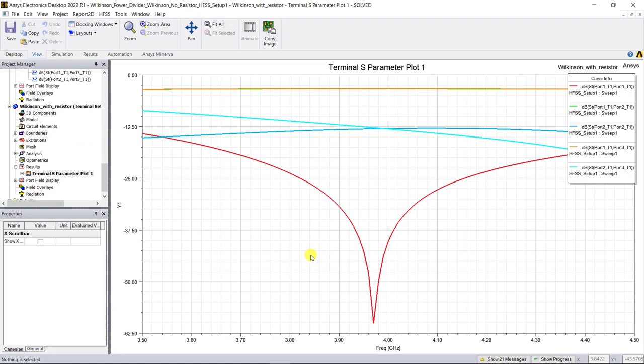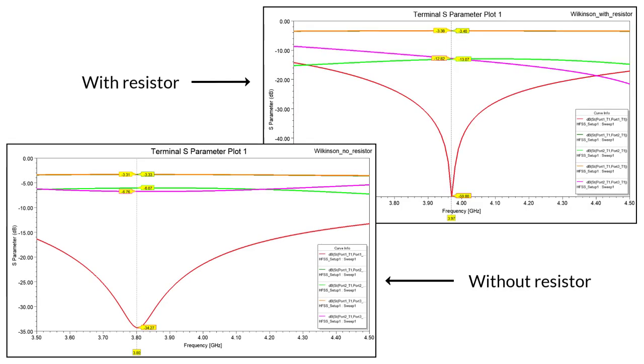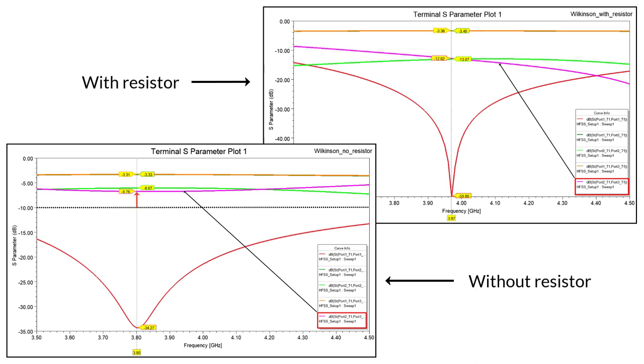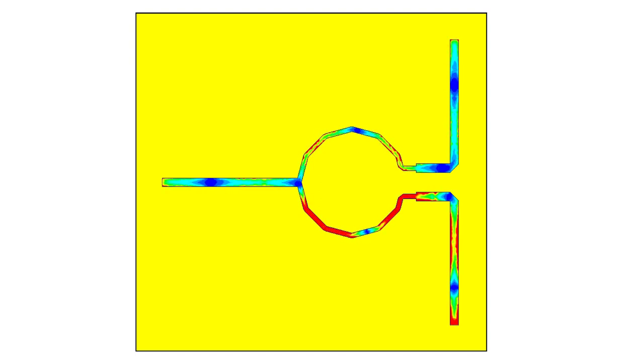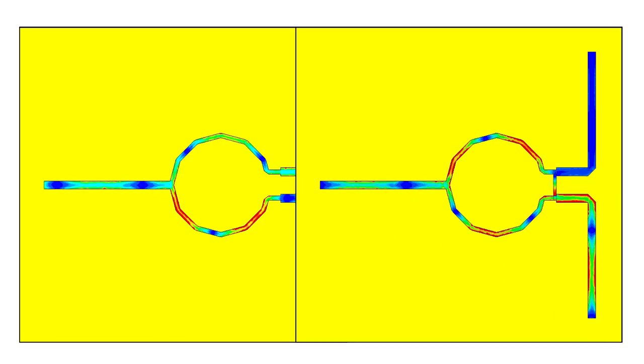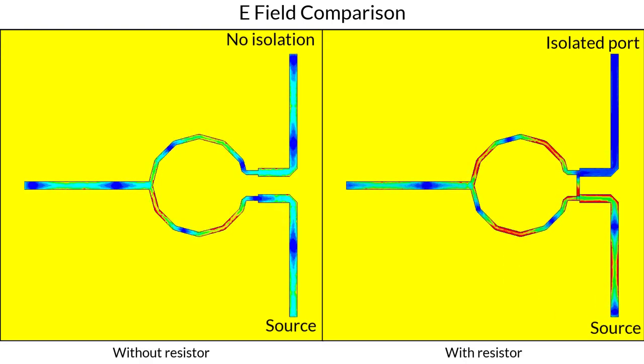Let's compare the results of the power divider with and without a resistor. Here's S23, the isolation between port 2 and 3, the two output ports. Without the resistor, it's more than minus 10 dB, while it's less than minus 10 dB when the resistor is added between the output lines. So what does this mean? This means the resistor is a key component in this design as it controls the amount of power that's coupled between the two output ports, port 2 and port 3. And this can also be visualized through the E-field animation.